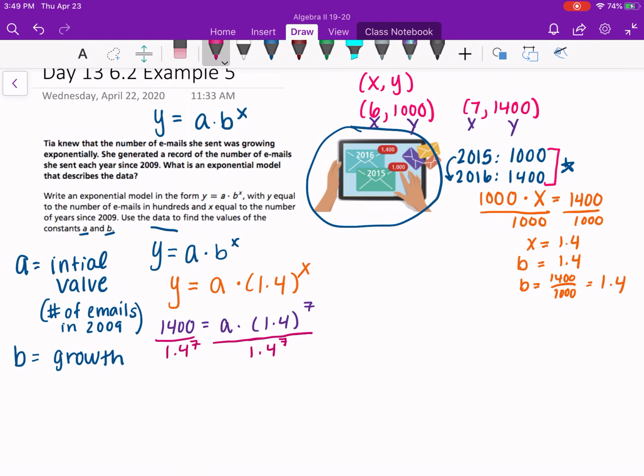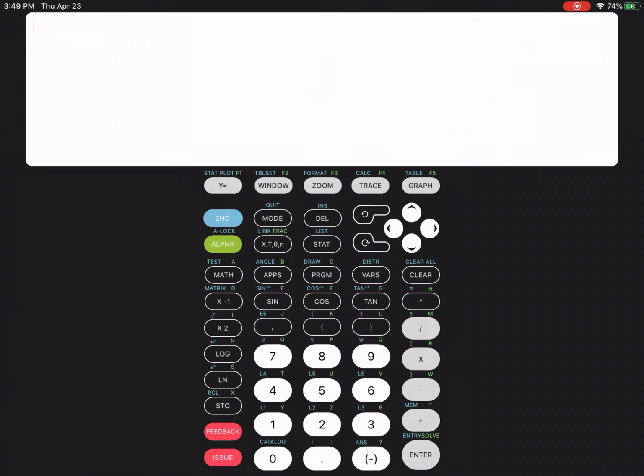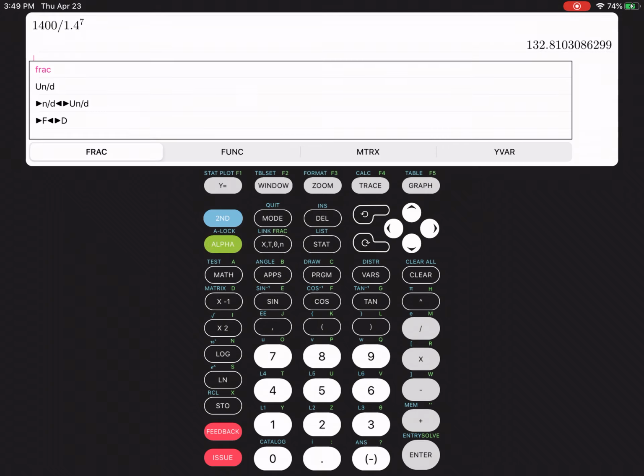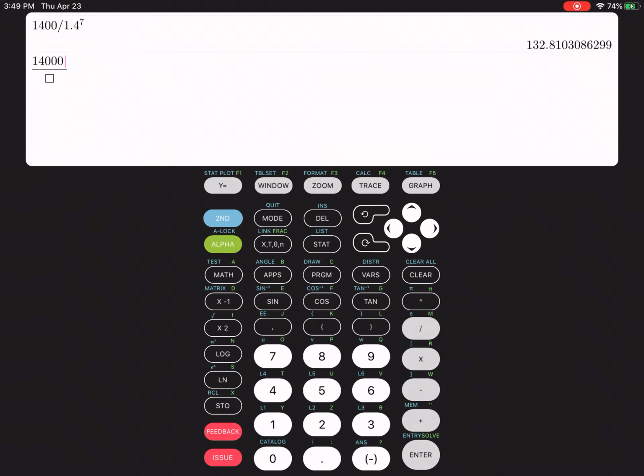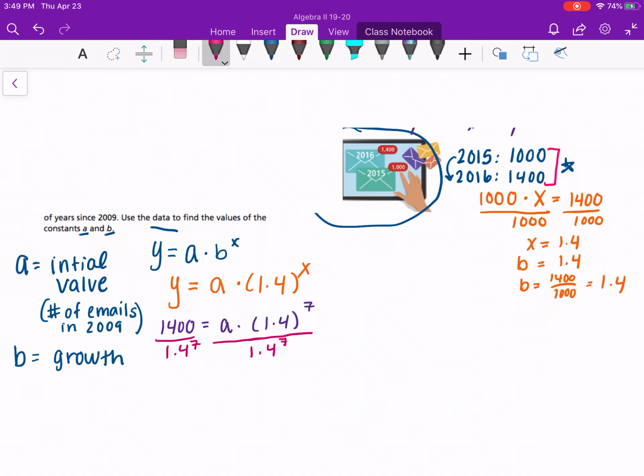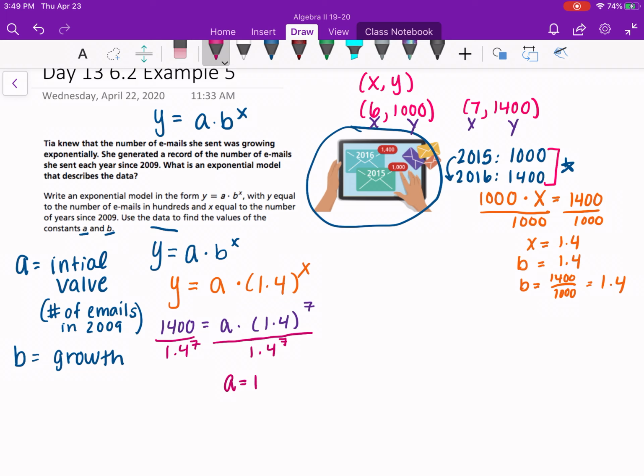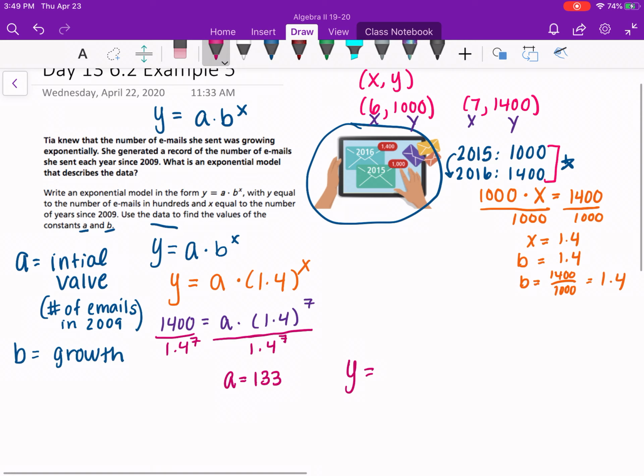And then we can do that on our calculator really quickly. You can either do 1400 divided by 1.4 to the 7th like that, or you can do alpha y equal so it looks more like what you're looking at on your paper, and then 1.4 to the 7th. Either way, we're going to round that. We're going to say 133. So we're going to say that a, our initial value, is about 133. So my equation would be y equals 133 times 1.4 to the x.